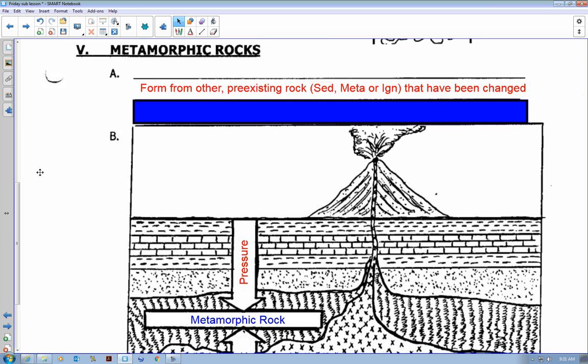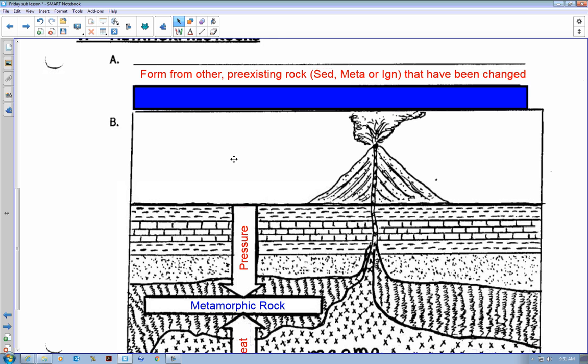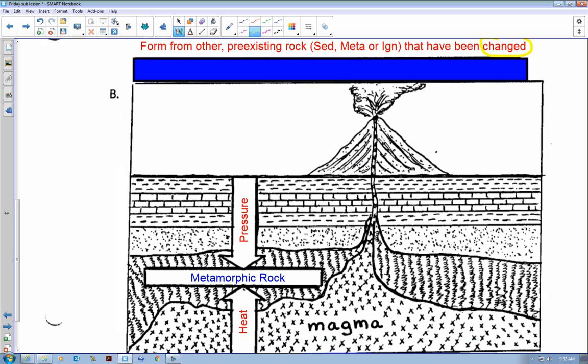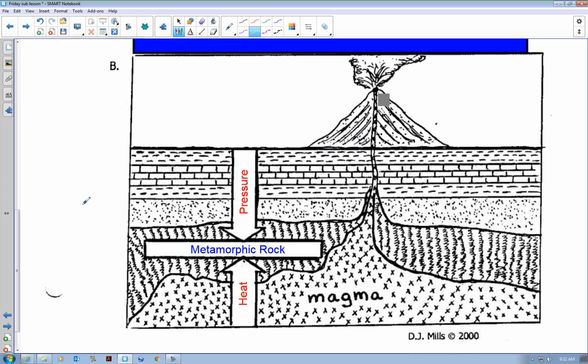But these are rocks that are going to have formed from other already pre-existing rocks. So if we can have sedimentary or metamorphic or igneous rocks that already exist, they're going to be exposed to heat and pressure, and they're going to change. So one of the key words for metamorphic rock is going to be changed. And if we look at this picture down below, the way that the change occurs is through the application of both pressure and heat. Generally speaking, heat and pressure.